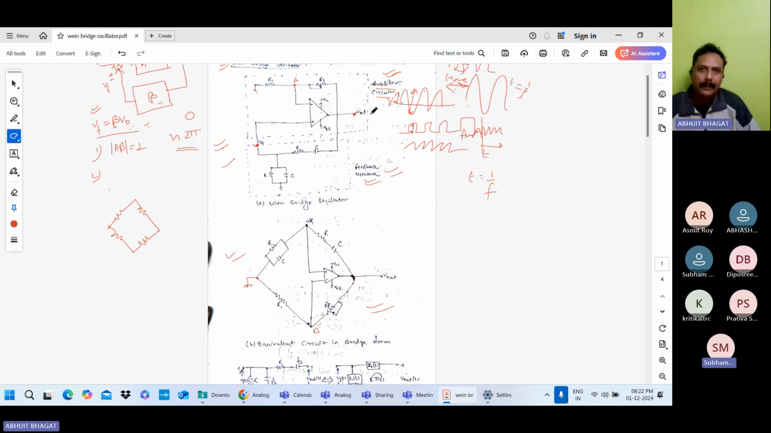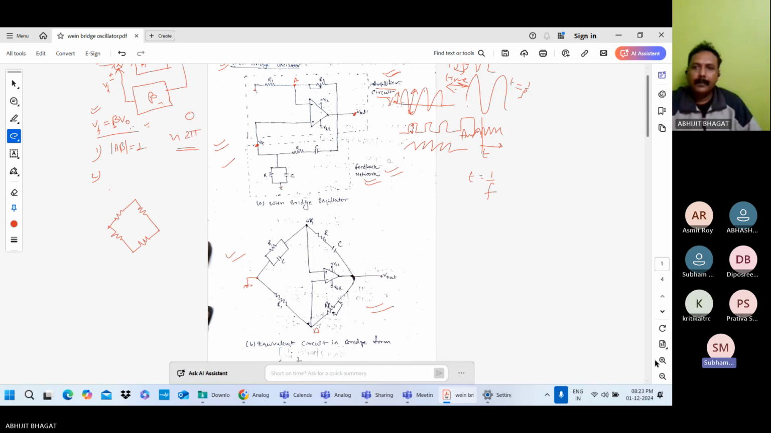This is the output voltage. Here, this is the output. Up to this, okay? Understand it. If any issue, then you can ask. Can I continue? Yes, sir.